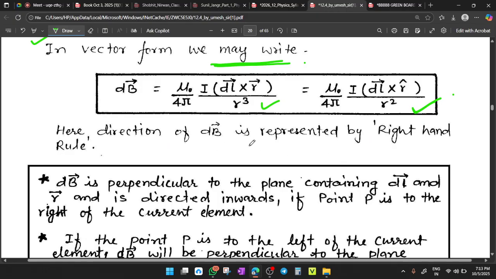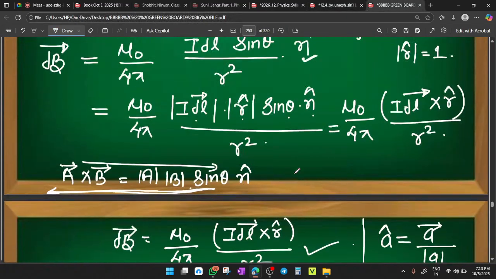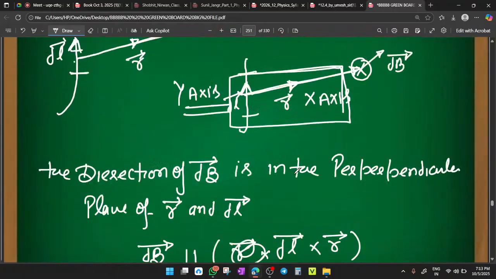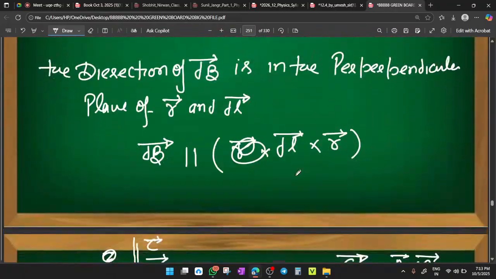Here the direction of dB is represented by the right hand rule. I have already taught you how to find the direction of the magnetic field due to a current carrying conductor. This is an ideal current element. Place your thumb in this direction and check where the lines of force are moving. Are they moving towards your wrist? Then it will be inward. And if it is moving outward, then it will be out of the plane of paper.